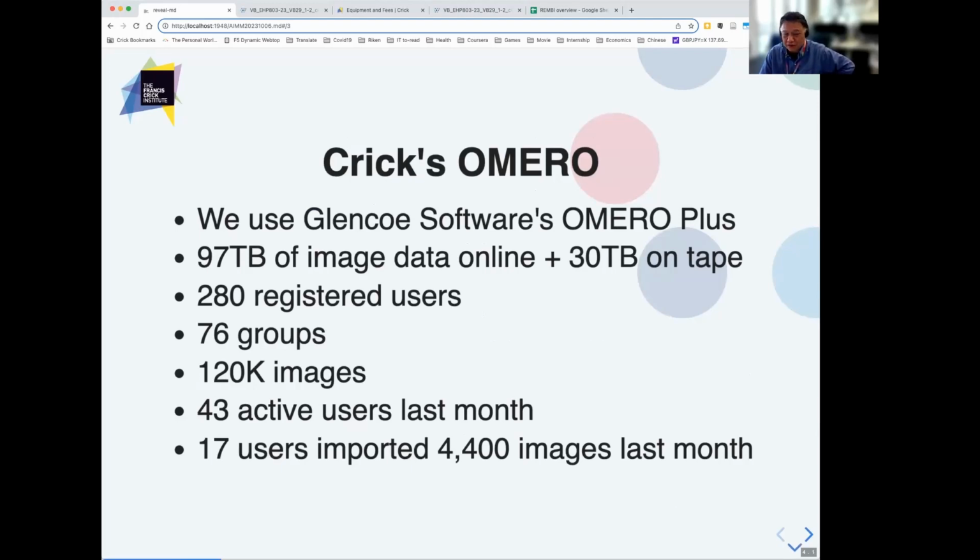So you're talking about a quarter of our staff or scientists, only a quarter of it, and about half of the groups actually know OMERO or use OMERO. But there are some active users, about 17 users last month, for example importing about 4,000 images in the last month.